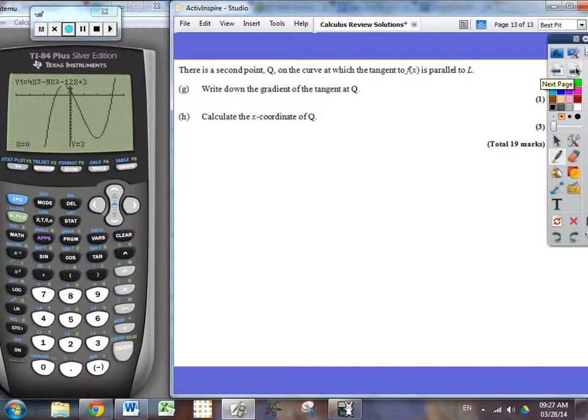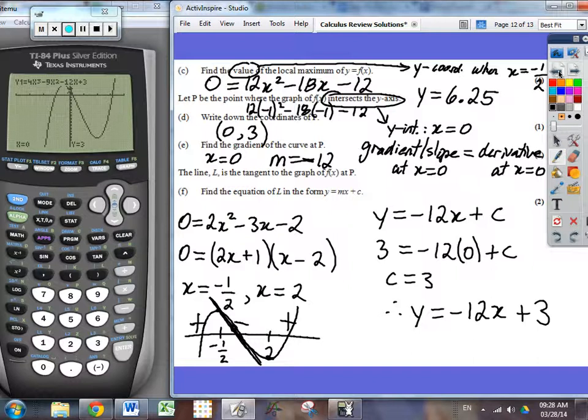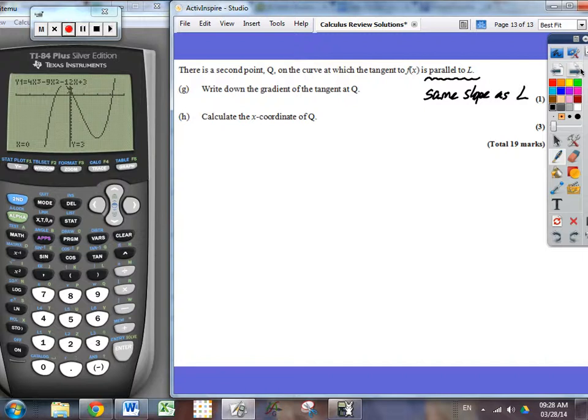the last portion, part G. There is a second point Q at which the tangent is parallel to L. Parallel to L, that is code for same slope as line L. And if you remember the slope of line L, which was the tangent, this was the one which had a slope of negative 12, wasn't it? So the parallel line must also have a slope of negative 12. So there we go, we've done part G.